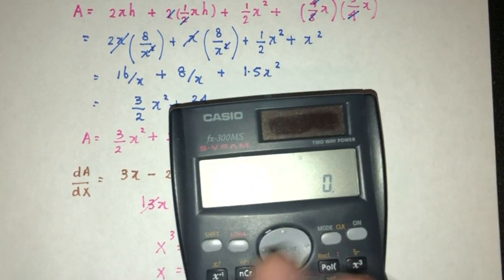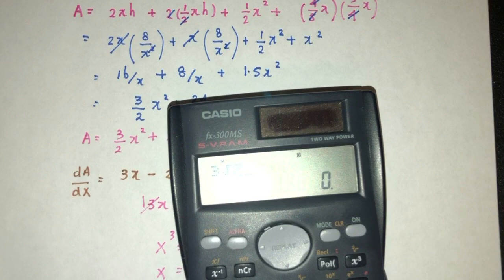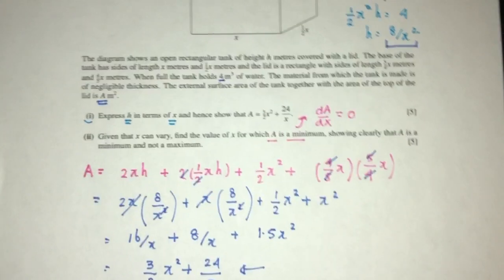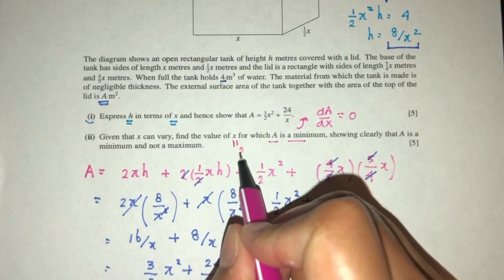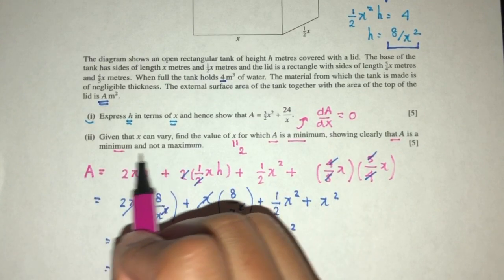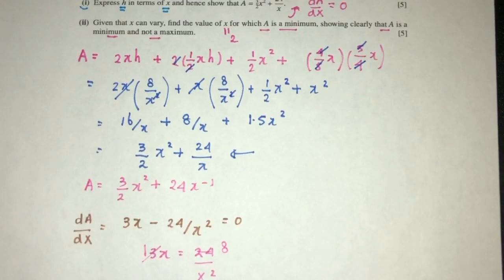You can simplify, so the cubic root of 8 should be 2, right? Now we have x is 2. Find the value of x for which A is minimum, so x is 2. Now clearly show A is a minimum, not a maximum, so very easy.